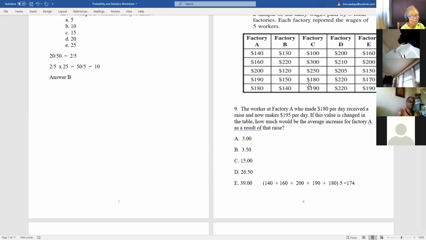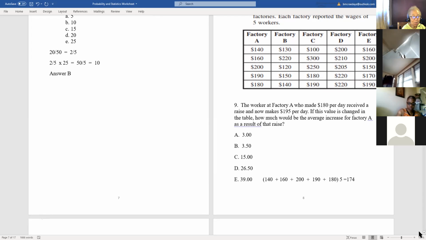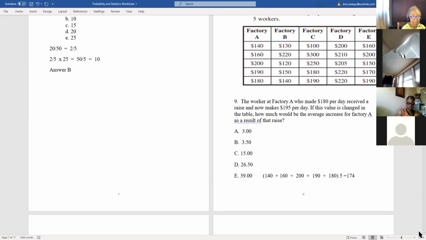Any questions on number 9? Average or mean? Remember, average is the same as mean. Add up all the items, like here, and divide by the number of items. Okay. Questions? No questions on number 9, right?